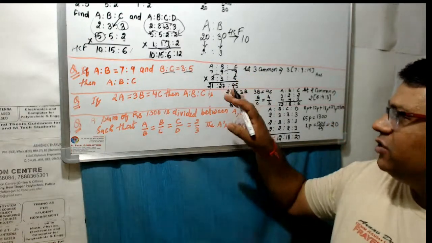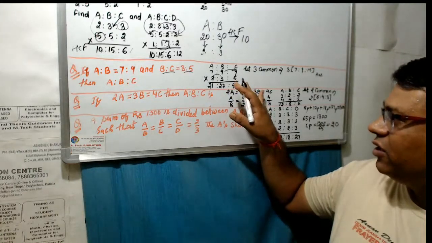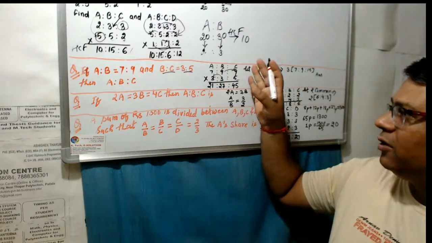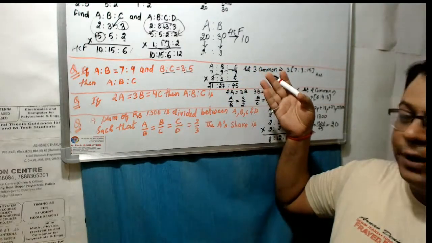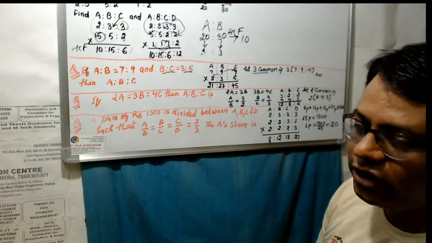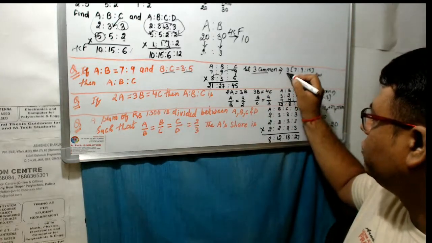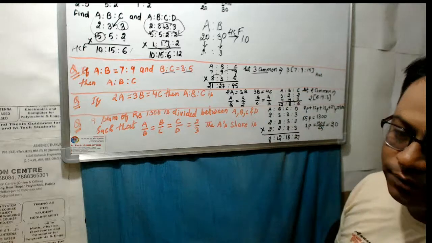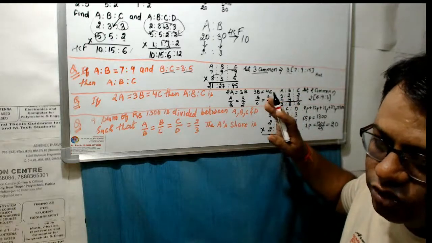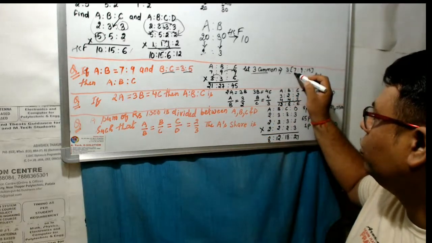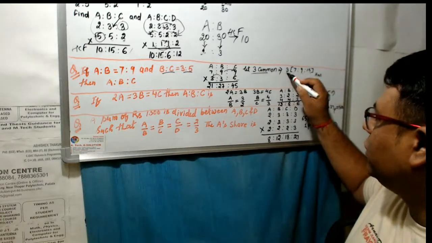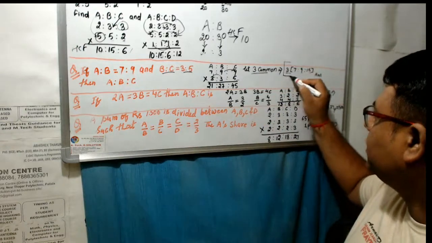So after that, if we get the highest common factor out, then we get the ratios corresponding to A, B and C. Now in this case, 3 is the common factor, the highest common factor, so we take 3 outside. So 3 multiplied by 7 is equal to 21, 3 multiplied by 9 is equal to 27, and 15 multiplied by 3 is equal to 45. So this is our answer.